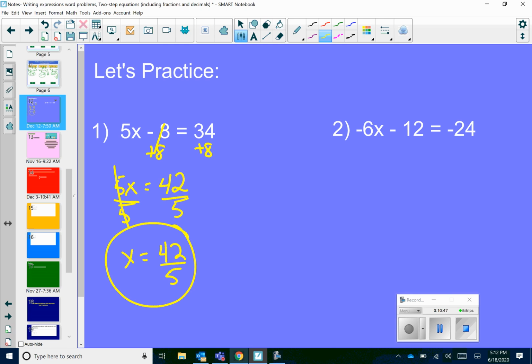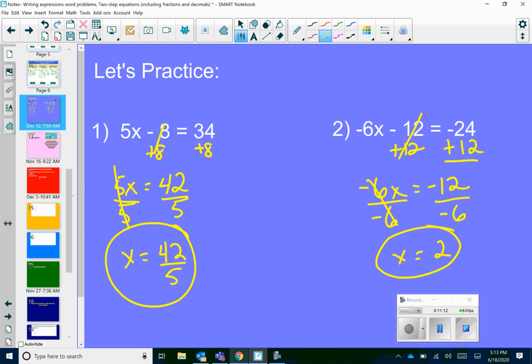Okay, here my constant is 12. Since it's subtraction, we're going to add it. That leaves me with negative 6x equals negative 24 plus 12. Different signs, so we subtract. And I have more negatives than positives. And then to get rid of my negative 6, we're going to simply just divide. I've got a negative divided by a negative, leaving me with a positive 2.